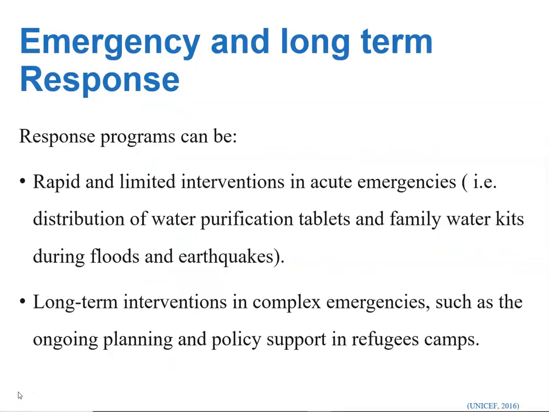It's important to distinguish between two types of response. In the case of acute emergencies, response programs should be rapid and of limited intervention, while in the case of complex emergencies, long-term interventions should be implemented, such as planning and policy support.